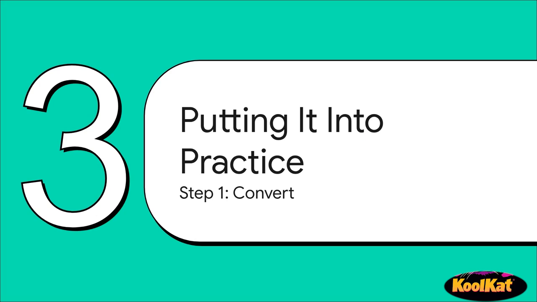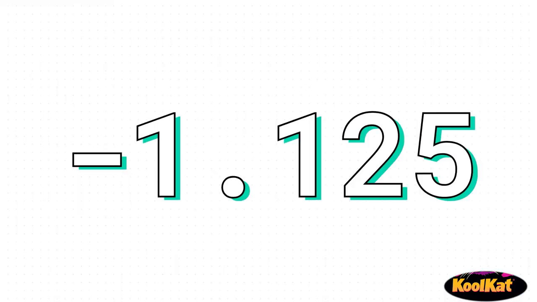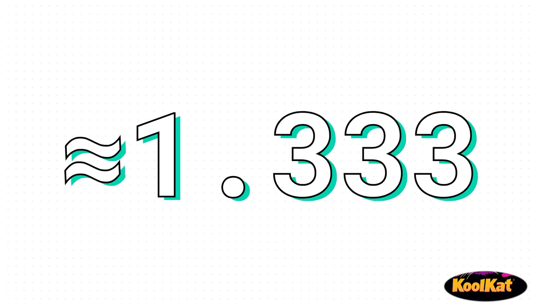Step 1. Convert. You can't really compare apples and oranges, right? Same thing here. We need to turn all these fractions into decimals. It's just way easier to see what's what. First up, we've got -1 and 1/8. That's just -1 plus a little bit more. As a decimal, that's -1.125. Boom, done. Next is 4/3. Now this might look weird, but just think of it as 4 slices of a pizza that's cut into thirds. That's one whole pizza and 1/3 of another one. So that comes out to about 1.333.